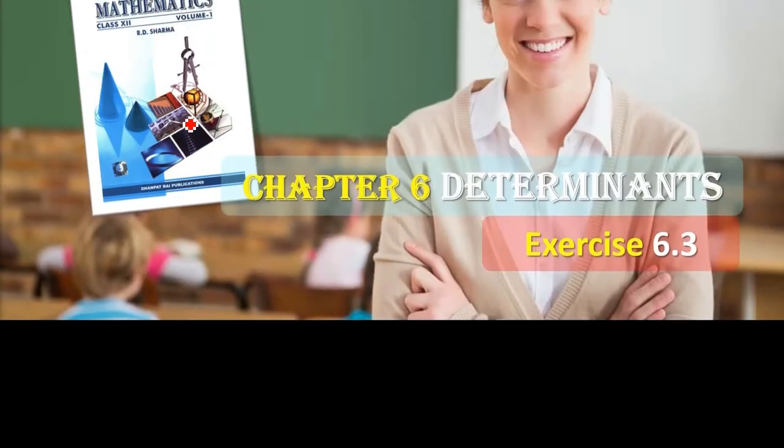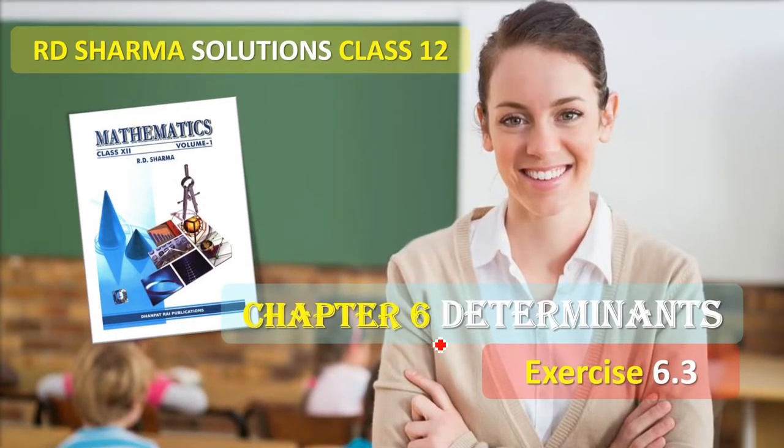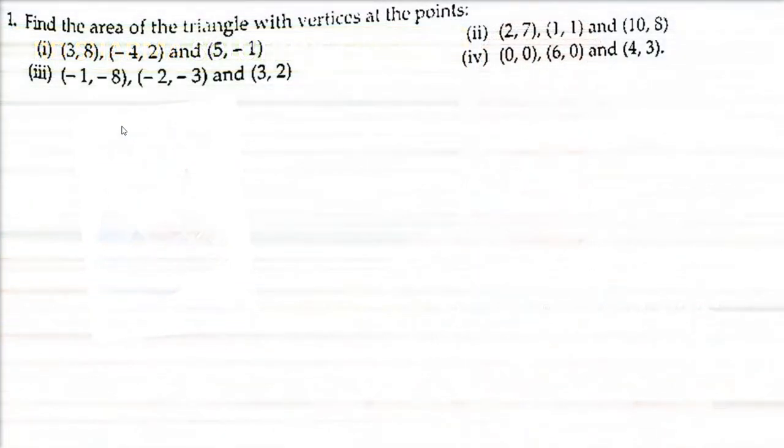This is Sharma solution, class 12th, chapter 6, Determinants. Exercise 6.3. Now this exercise is basically based on the area of the triangle using the determinants.